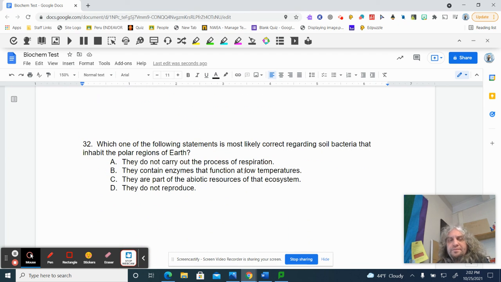Question 32. Which one of the following statements is most likely correct regarding soil bacteria that inhabit the polar regions of the Earth? A. They do not carry out processes of respiration. B. They contain enzymes that function at very low temperatures. C. They are part of the abiotic resources of that ecosystem. And D. They obviously do not reproduce.